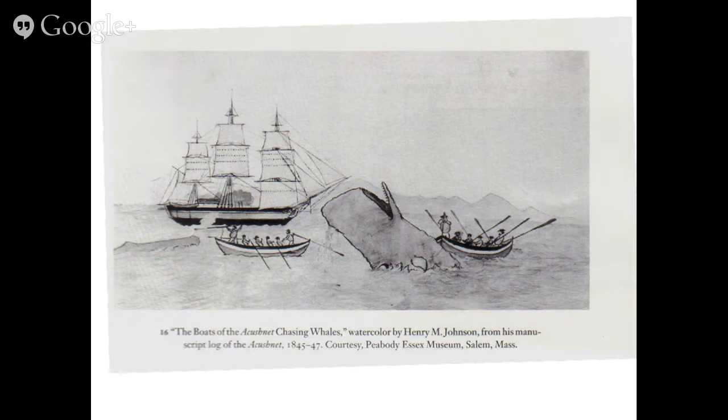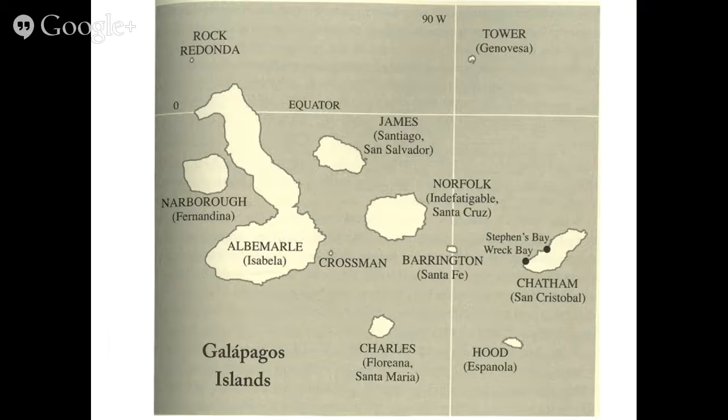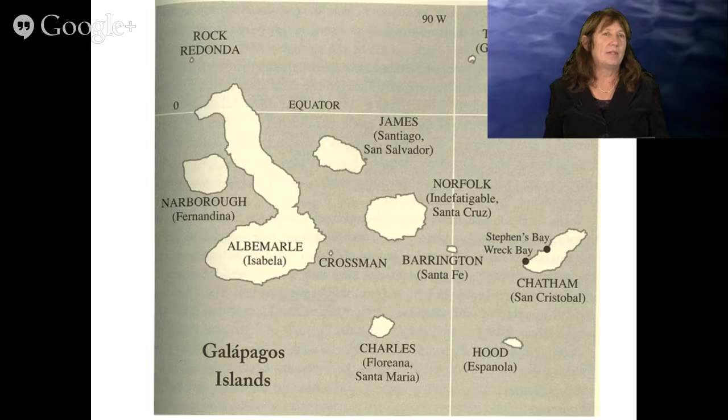Here's another shot. Actually, this is the Acushnet. This is a drawing of the Acushnet. There's only 4 known drawings, and this is one of them. And this shows the boats going after a whale there. During that trip, he visited the Galapagos Islands aboard the Acushnet, and from that came 10 sketches that he wrote late in his life, which were called the Encantadas. They were published first in magazines and then later as a book.